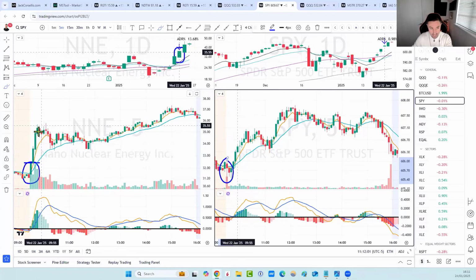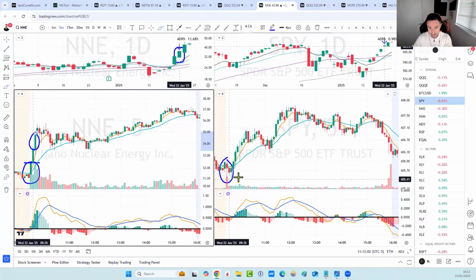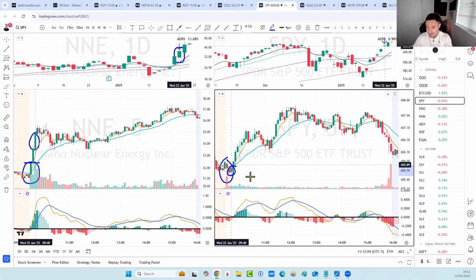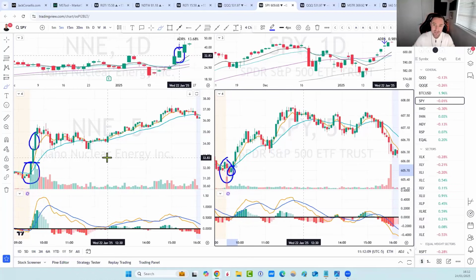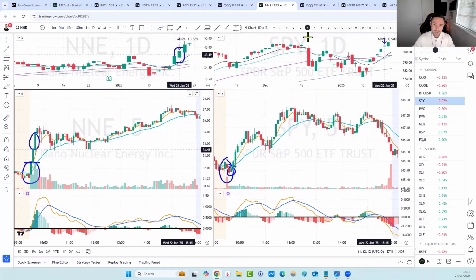If you look at the first 15 minutes, okay, NNE is trading up here in the first 15 minutes. The S&P 500 is just down here somewhere. Okay, NNE really strong. This is the type of thing that you do want to see.